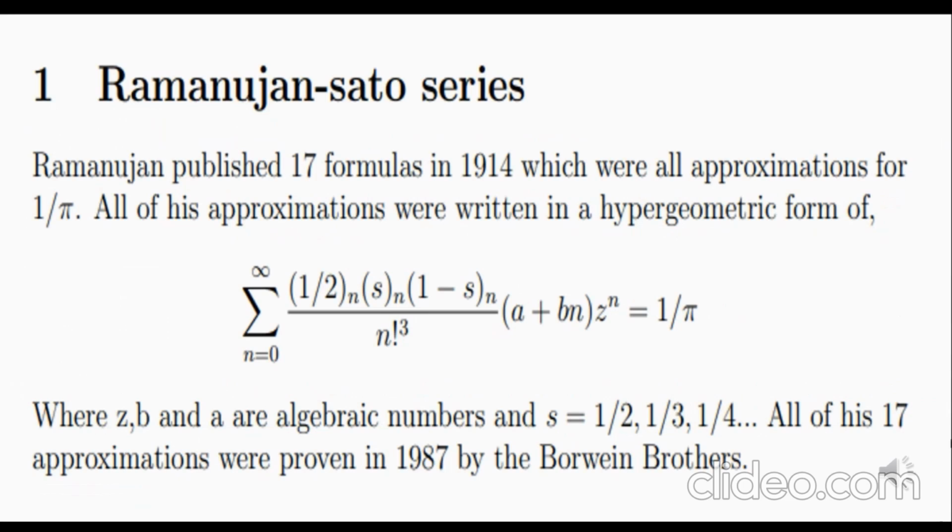And we're going to be talking about the Ramanujan-Sato series and his approximations for pi. In total, Ramanujan had 17 approximations for pi, but I'm only going to talk about the two that interested me the most. One thing to note is that they were all published in a hypergeometric form, which you can see on the screen, and all of his approximations were proven by the Borwein brothers in 1987, quite some time after they were first published in 1914.